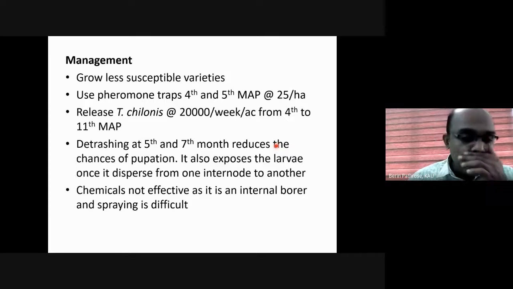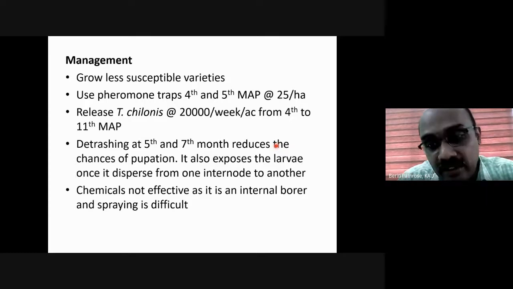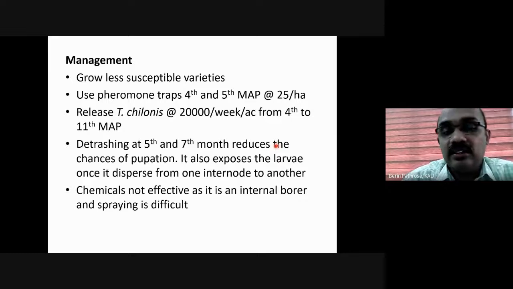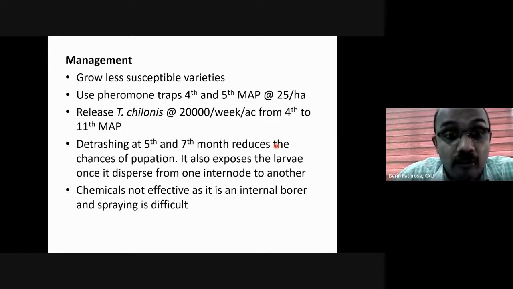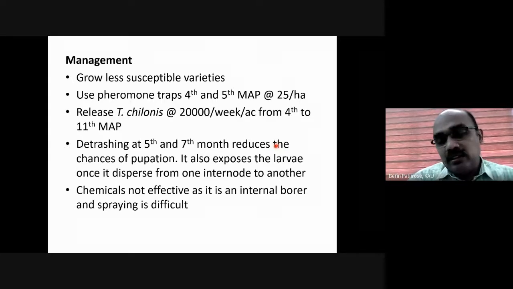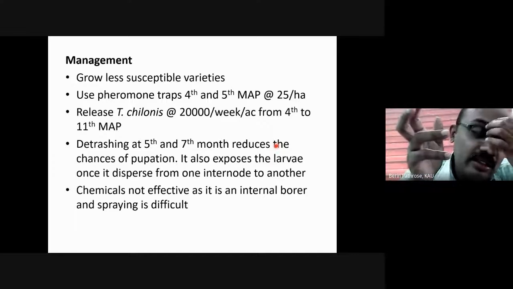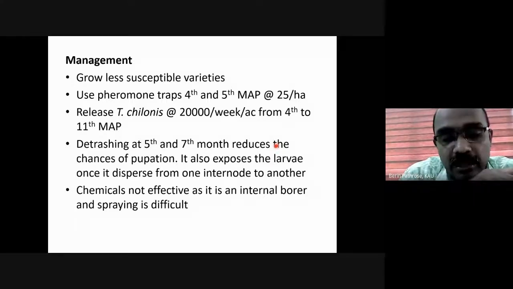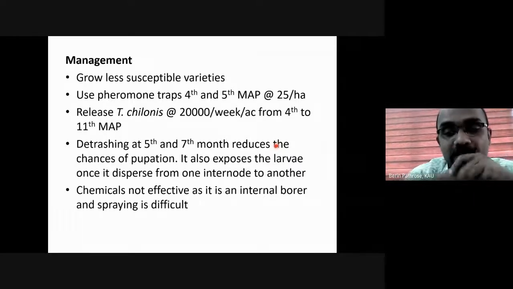So we can release Trichogramma chilonis at the rate of 20,000 per week per acre from 4th month to 11th month after planting. One thing you have to keep in mind is why these biocontrol agents are heavily employed for managing sugarcane pests.